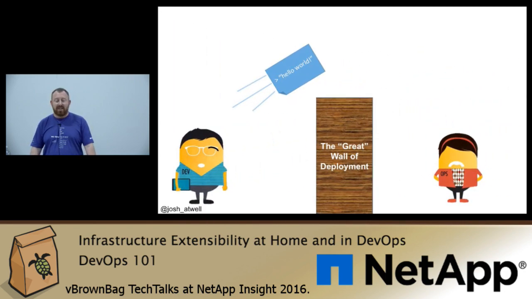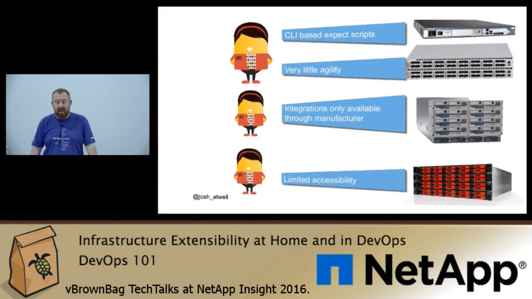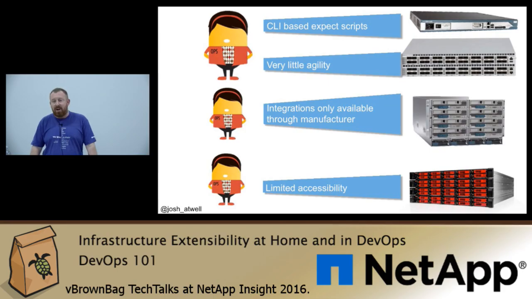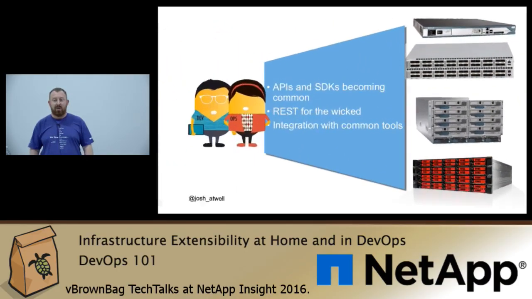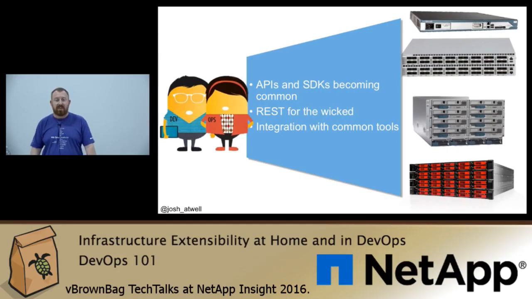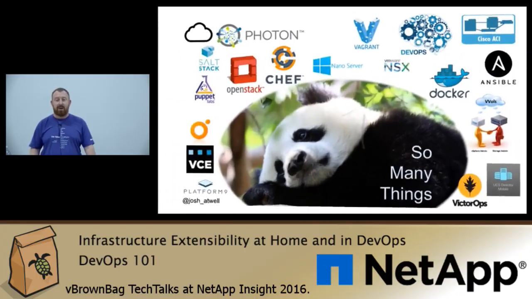As I mentioned in a previous session, there is this great wall of deployment where developers basically take code and throw it over the wall, and operations people were stuck waiting for it to fall from the heavens. And it was problematic because from an operations standpoint, the tooling that we had in order to manage infrastructure was very limited. We weren't able to give access to it to other people, and everything was very difficult to automate. But now infrastructure is extensible. We've provided APIs and SDKs, we've provided opportunities to integrate with additional tool sets, and we have the opportunity to share those tools with the developers and the consumers.